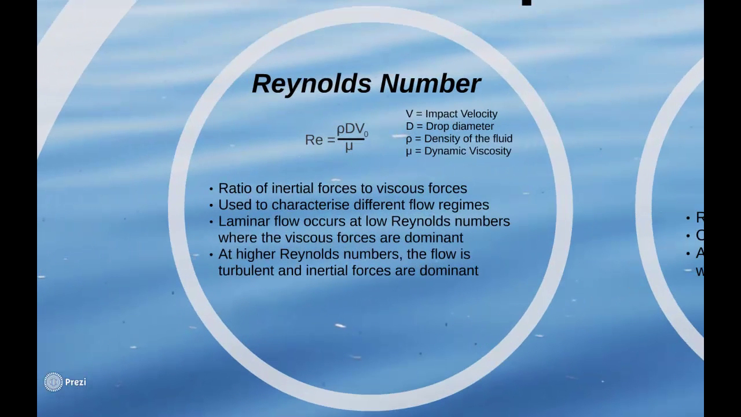The first equation that is going to be discussed is the Reynolds number. The Reynolds number is defined as the ratio of inertial forces to viscous forces and is used to characterize different flow regimes. Laminar flow occurs at low Reynolds numbers where the viscous forces are dominant, while at higher Reynolds numbers the flow is turbulent and inertial forces are dominant.